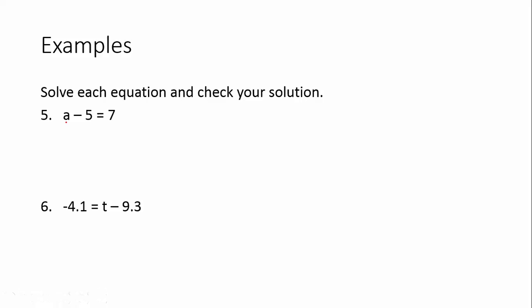Solve the equation. A minus 5 equals 7. We know we need to add 5 to the other side. And we get that A equals 12. Go ahead and try this next one on your own, see if you get the right answer.